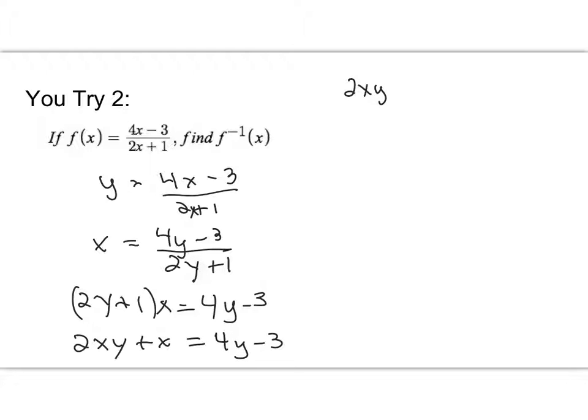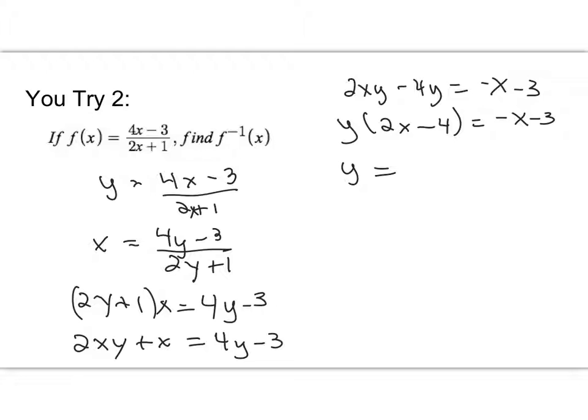What a wimpy eraser. Okay, minus 4y equals negative x minus 3, and then I'm going to factor out a y on the left-hand side. And that leaves me with y equals (negative x minus 3) divided by (2x minus 4). So f inverse of x is the function on the left.